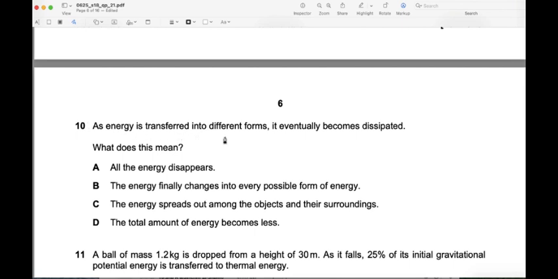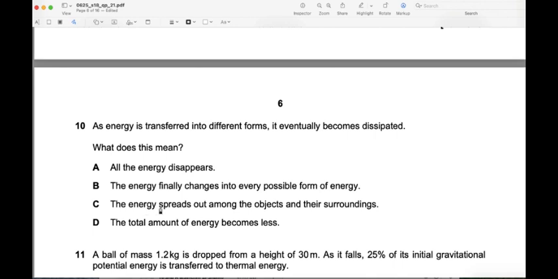As energy is transferred into different forms, it eventually becomes dissipated. What does it mean? Dissipated is like, you say the energy begins to spread out. It's like thermal energy. You begin to lose it to the surrounding. All the energy disappears, not the right physics word to say. Let's see if we can find a better option. The energy finally changes into a very possible form of energy. This claim is too bogus. It didn't narrow it down.